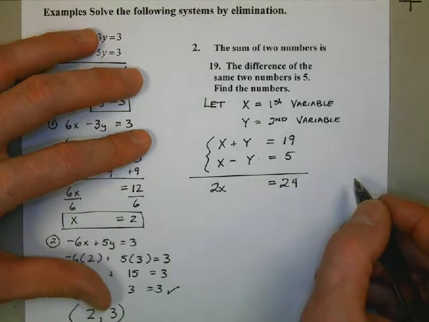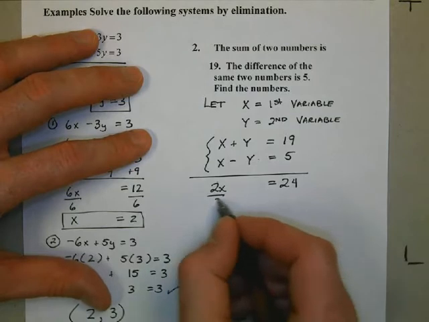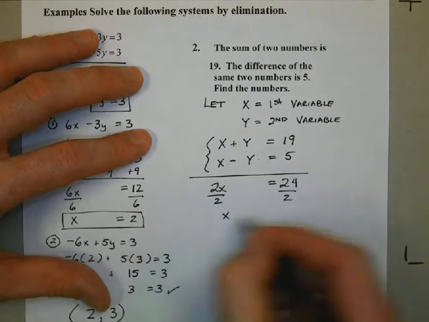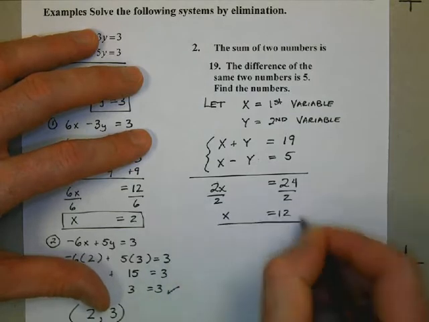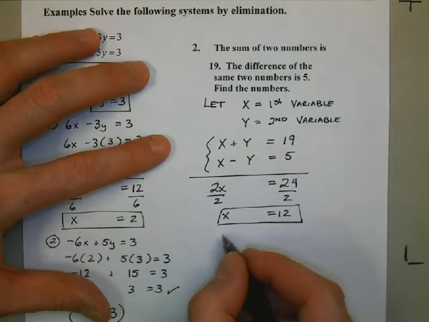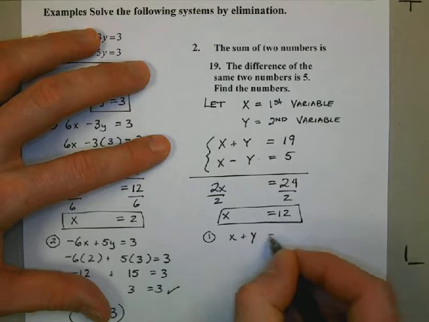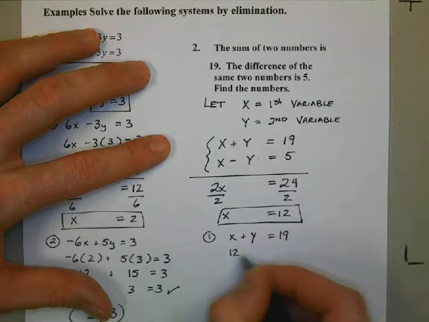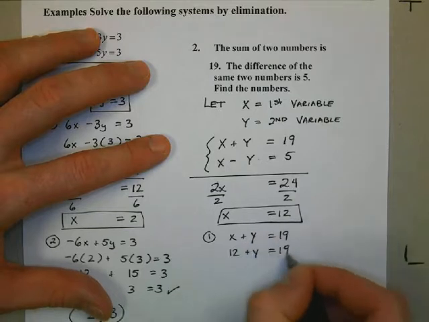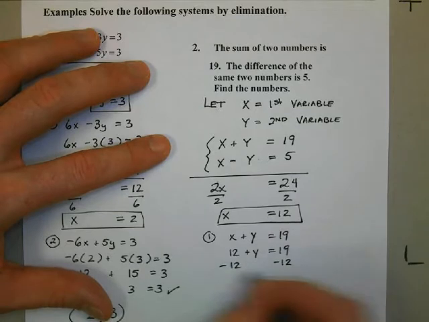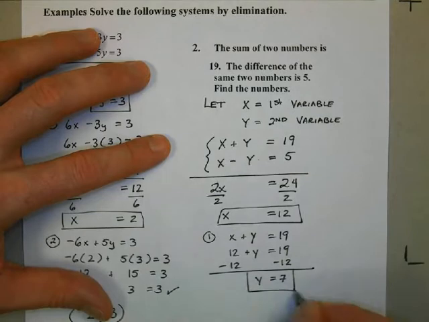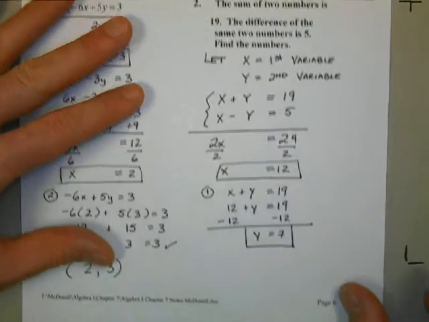We divide both sides by 2, giving us x equals 12. We now have the first number of our two-part process. We know that x plus y equals 19. So we replace the x with 12, just like we have in the past. We subtract 12 from both sides, and we get y equals 7. This is our second answer to the problem.